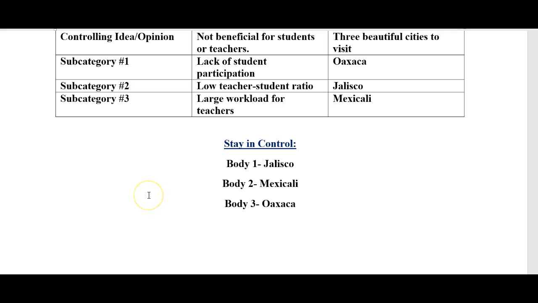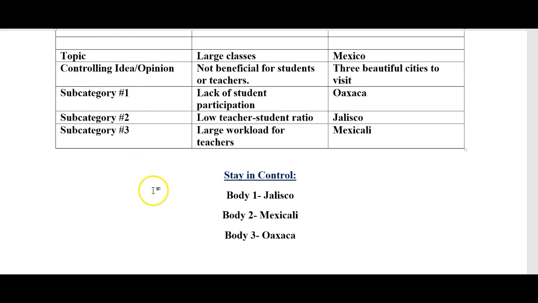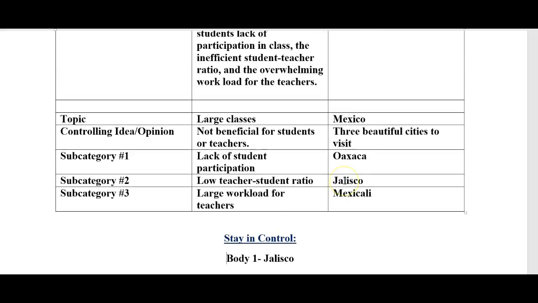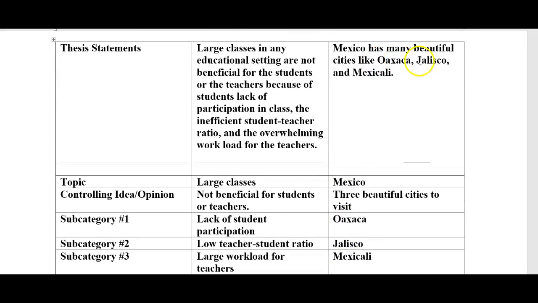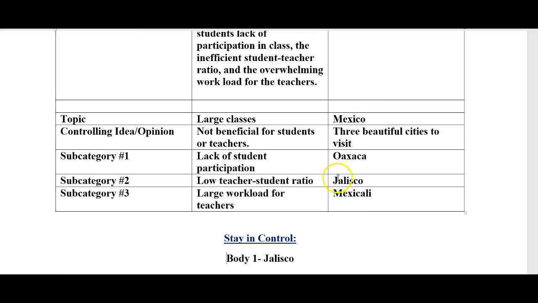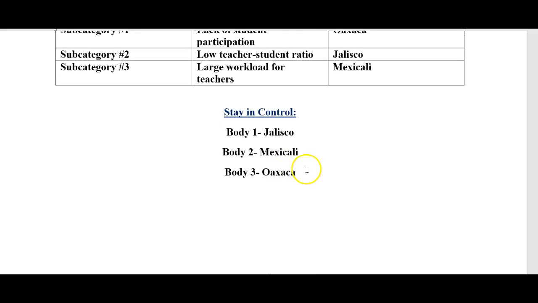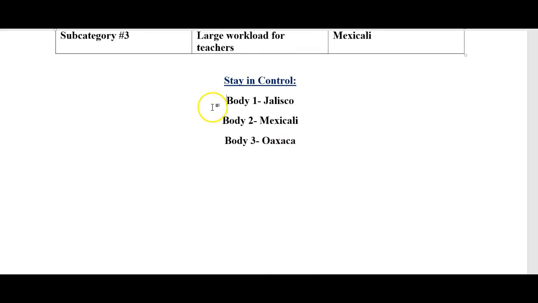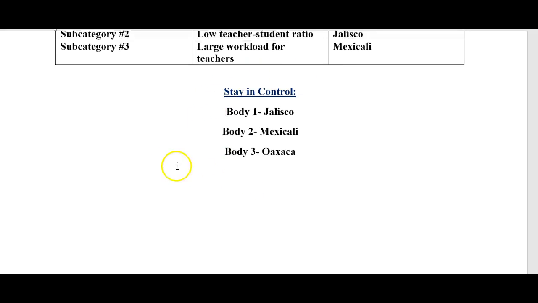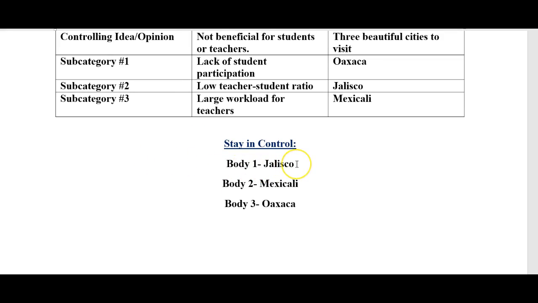One thing I did want to point out is you must stay in control. That's why, again, this is called a controlling idea. So take a look here. In my thesis statement, I have listed Oaxaca first, Jalisco second, and then Mexicali is third. Again, Oaxaca, Jalisco, Mexicali. Stay in control. What I mean by that is, if I were writing my paper and you started to read, and the first body paragraph was about Jalisco, would that be confusing to you? Yes, it would. Because I'm your writer, I'm lying to you. I told you I'm going to start with Oaxaca, but instead I started with Jalisco.